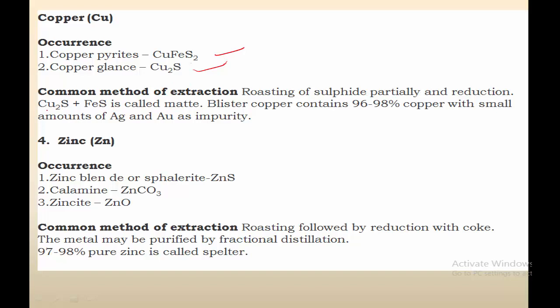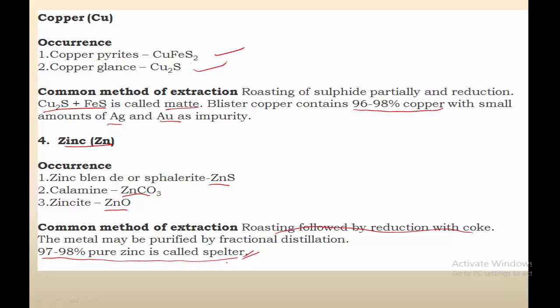CO2 and FeS, important composition, which is called copper matte. Blister copper contains 96 to 98% of copper with small amounts of Ag and Au as impurity. Then the zinc occurrence: zinc blende or sphalerite, that is ZnS, calamine ZnCO3, zincite ZnO. The common method of extraction is roasting followed by reduction with coke. And metal may be purified by fractional distillation or electrolytic refining. 97 to 98% of pure zinc is called spelter.